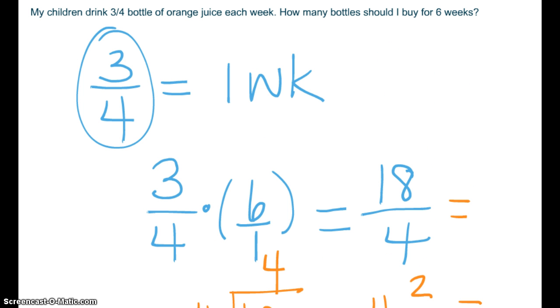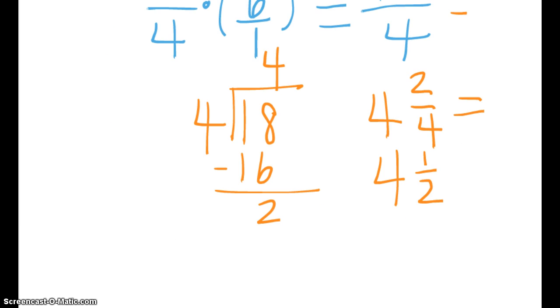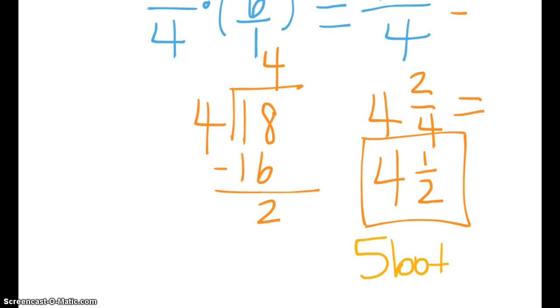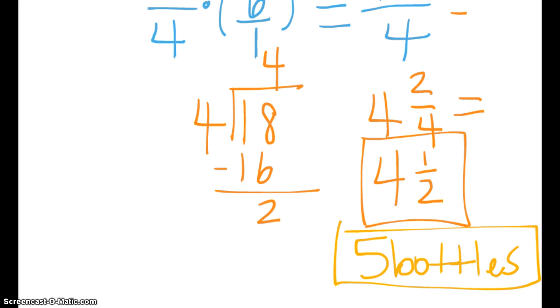So the question is, how many bottles should I buy for 6 weeks? Can I buy 4.5 bottles? Can't buy half of a bottle, so really I need to buy 5 bottles of orange juice.